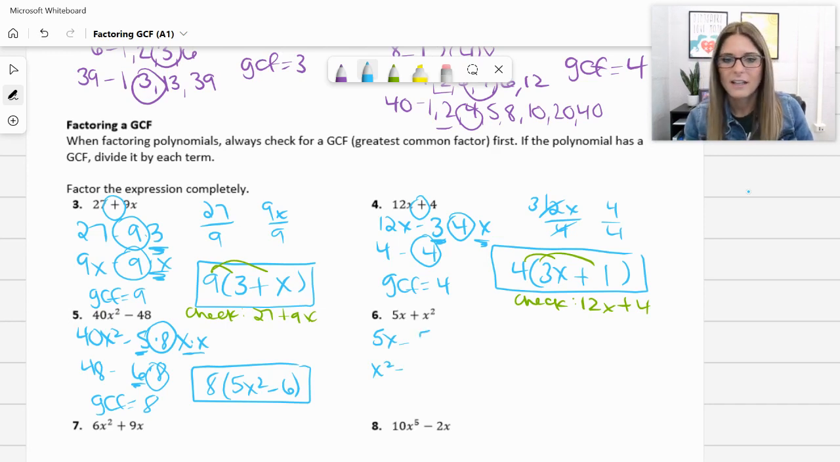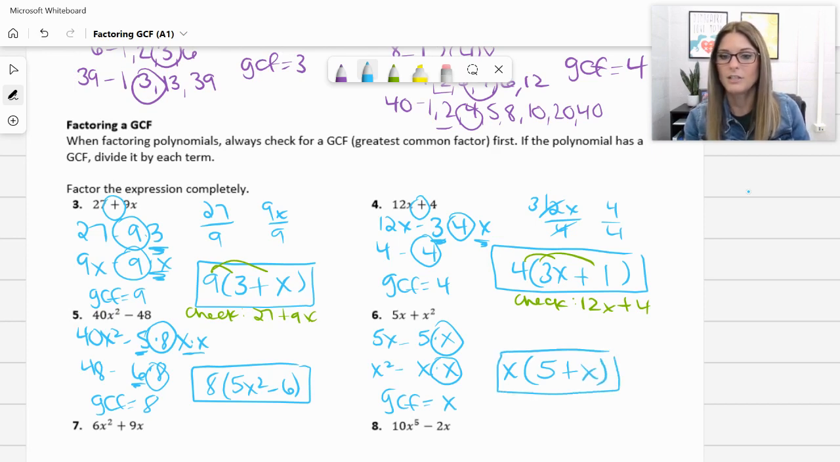Now, looking at this, I see that there's 5 times x. Wow, really exciting. For x squared, that's x times x. So what do they have in common? What factors are multiplied that they have in common? A single x, just one. So a GCF of x. So let's show that in factored form. Pull out that x. What's left in that first term? 5x divided by an x would leave us with just 5 plus second term x squared divided by an x leaves us with just x. There is your factored form, and you could check that. X times 5, 5x. X times x, x squared. We got back the original polynomial.